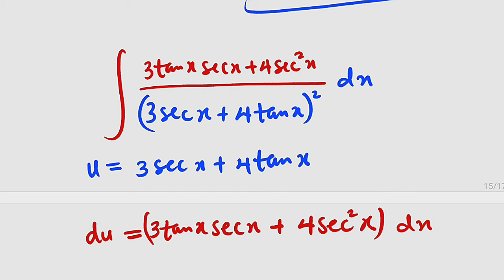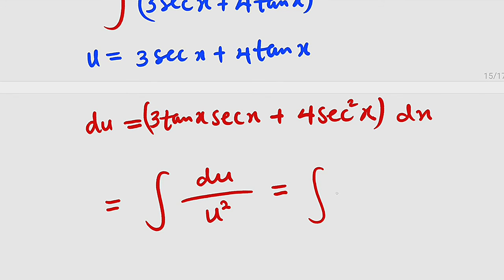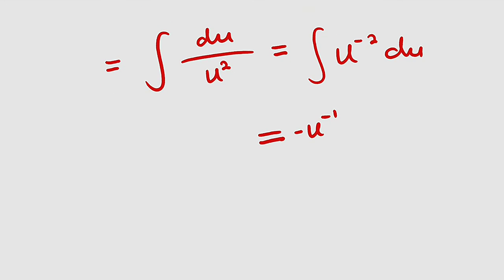Therefore, at the top we have the du, and at the bottom we have u squared. So our integration becomes the integral of du over u squared, which can be rewritten as the integral of u to the -2 du. To integrate this, you add 1 to the exponent, it becomes -1. So we have u to the -1, you divide by -1, which can be rewritten as -1 divided by u, plus the constant of integration. You can equally add it here.